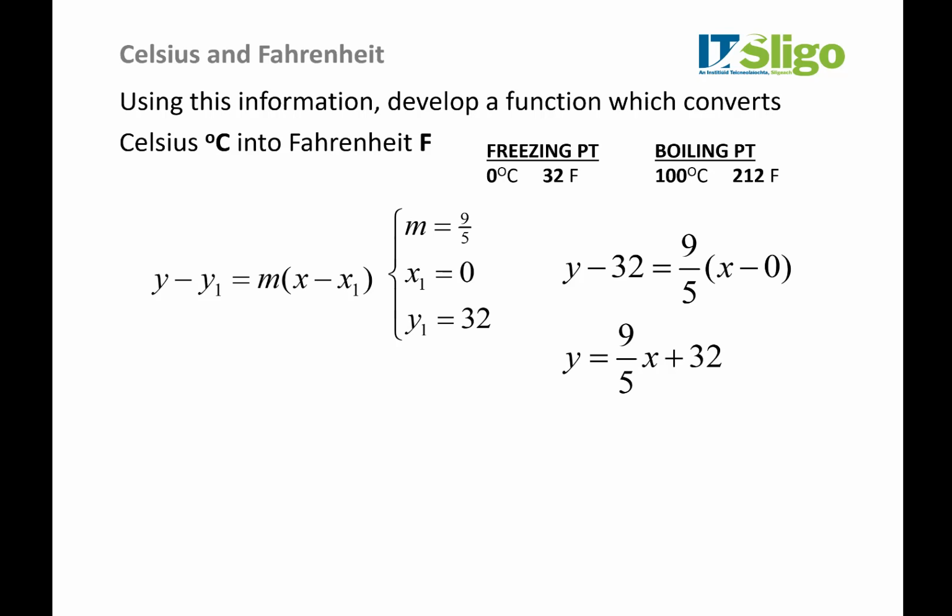Multiply out the bracket on the right hand side, we just get 9 over 5 x. And then, guys, I'm going to move the 32 over. So 9 over 5 by 0, guys, that just disappears. That's why we like 0. So I'm going to add 32 to both sides.